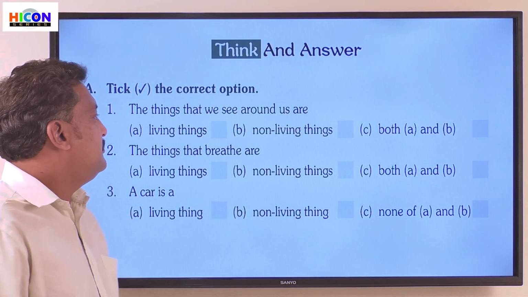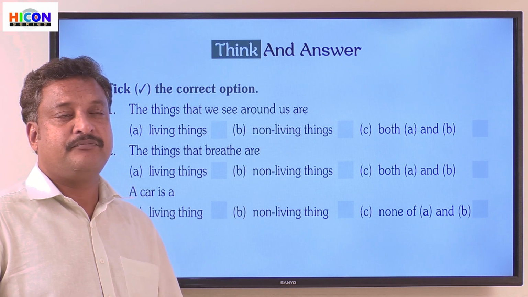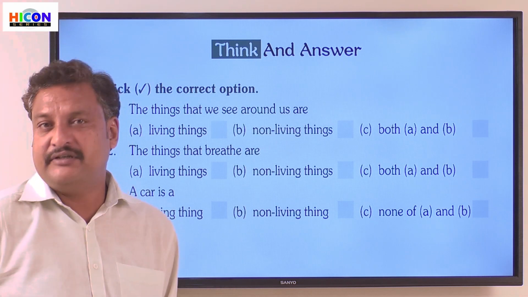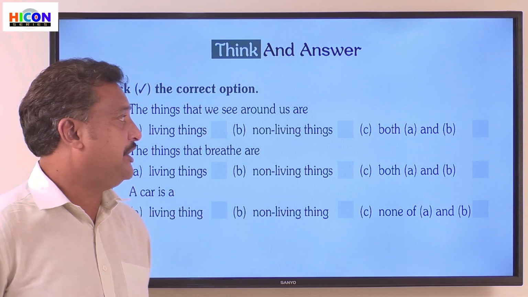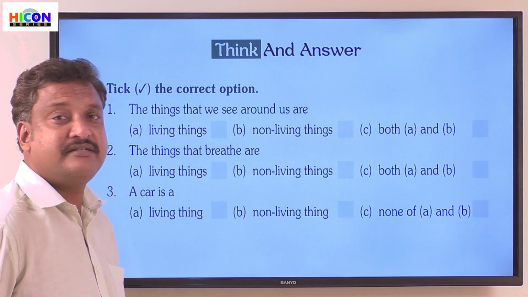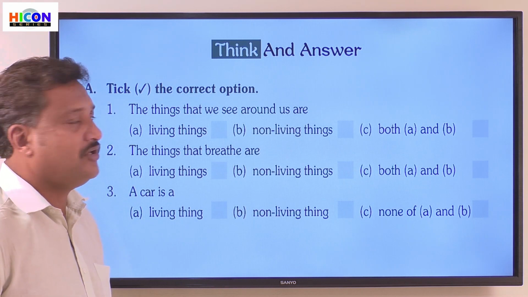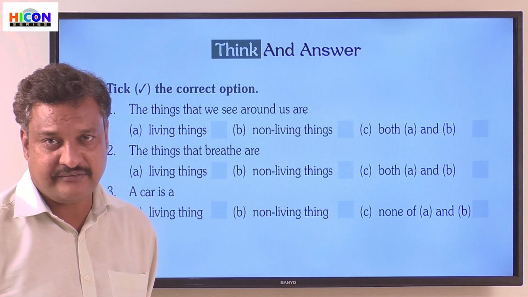So we have completed the lesson about the living and non-living things, right? And now it is time for us to do the activity part of this particular lesson. Okay. So the activity part actually starts with the think and answer section. Tick the correct option is the first exercise that we have in this.